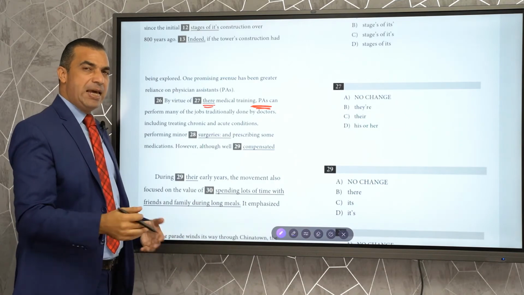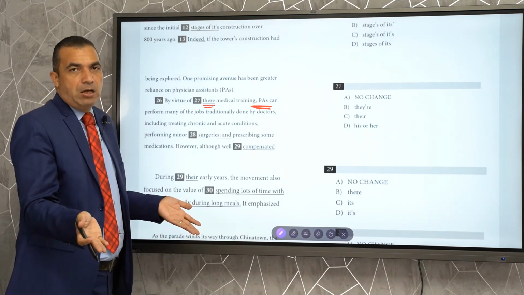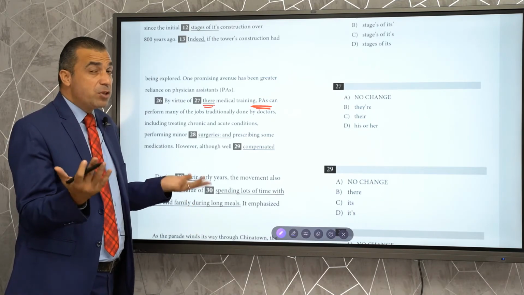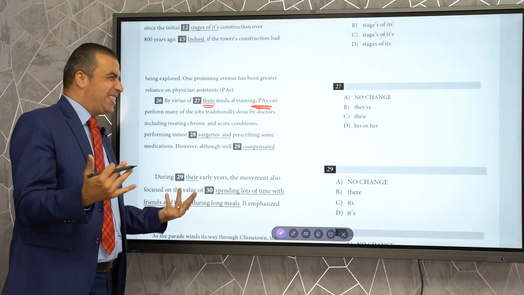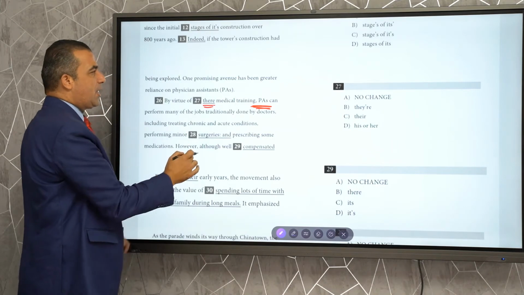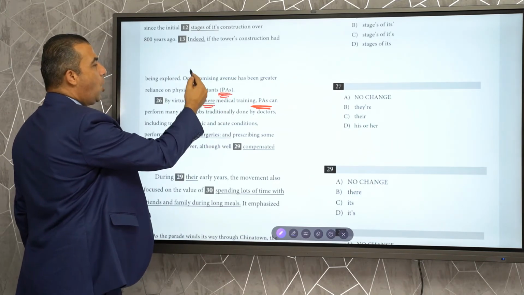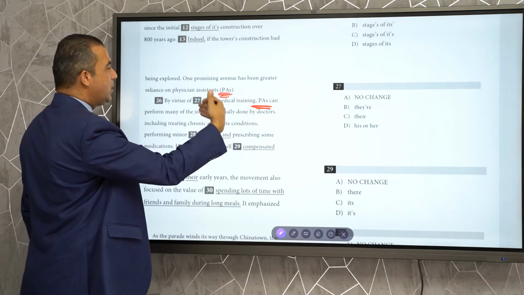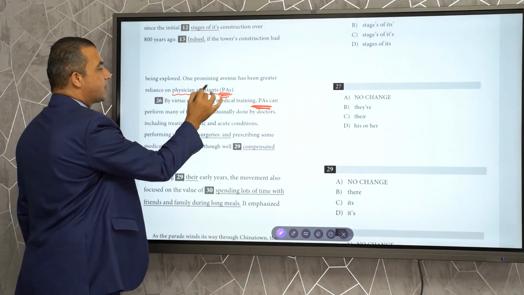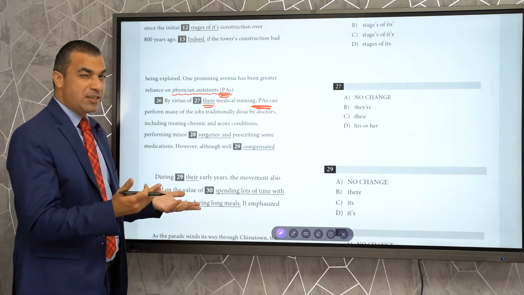What is the meaning of PAs? Is it singular, plural? I don't know. So it's an abbreviation for something. So you have to look for what PAs is. Okay? If you read the preceding sentence, you can see PAs here. One promising avenue has been greater reliance on physician assistants. So what is PAs? PAs is physician assistants.